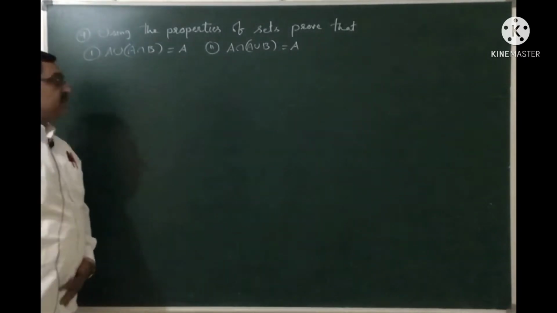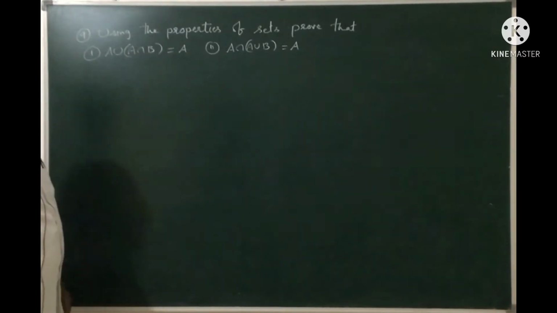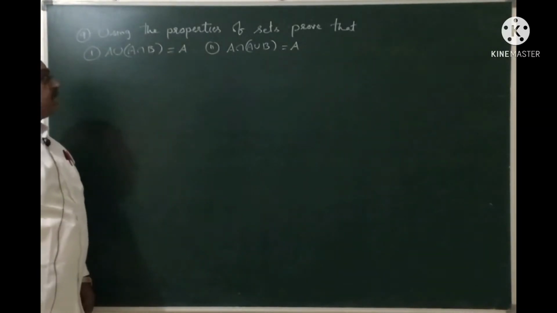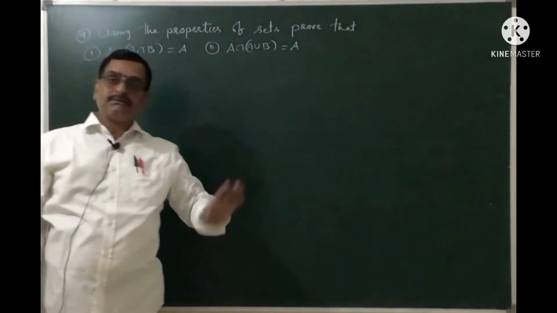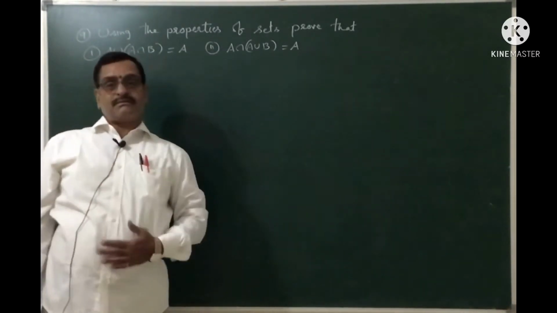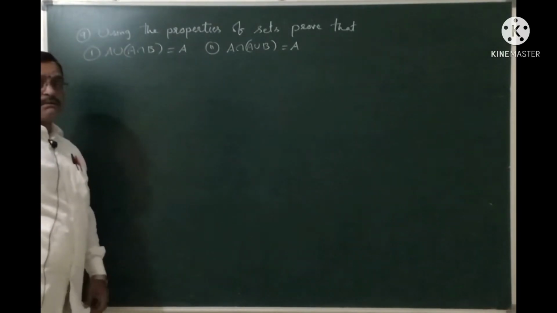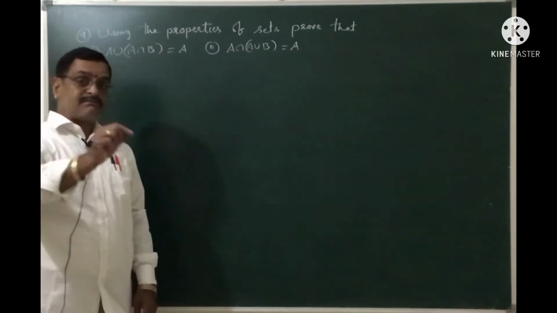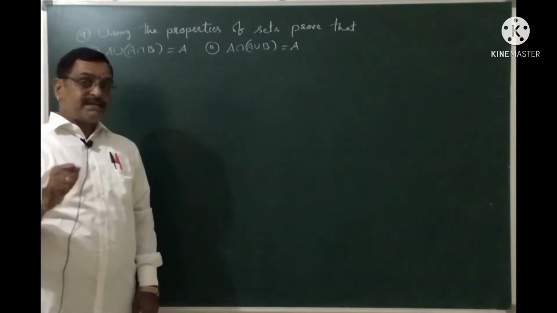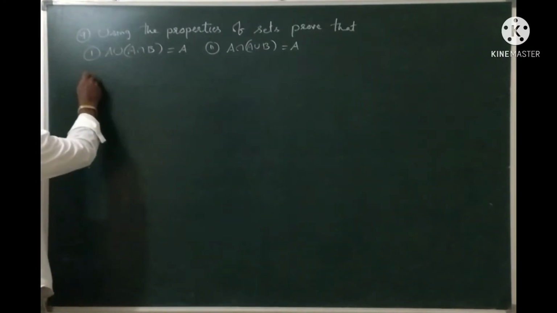A union A intersection B is equal to A. A intersection A union B is equal to A. So it is one way of expressing a set. Now, to prove this one, I am going to use one property of sets. What is the property? Let me tell you that first. Okay.